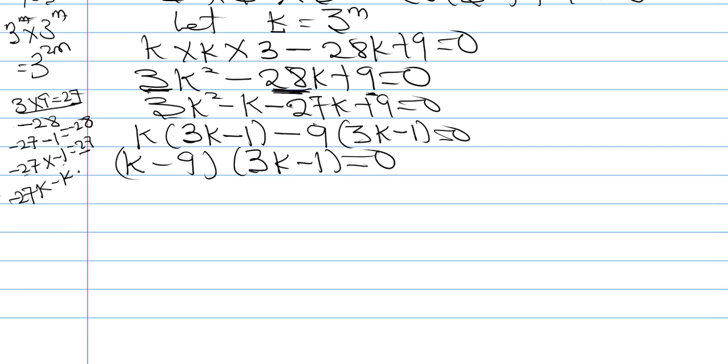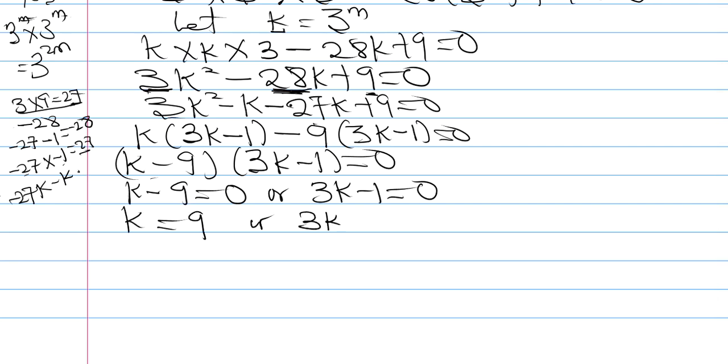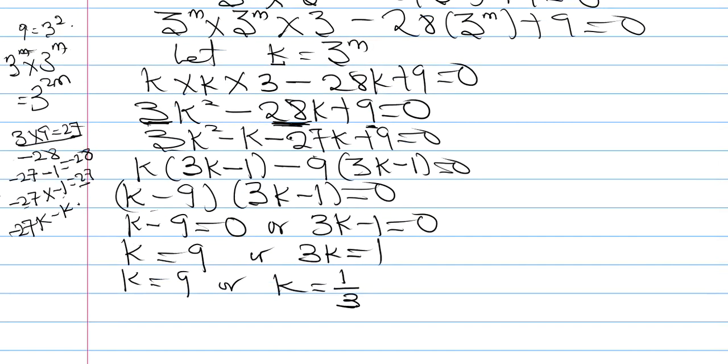That is here now. I can say k minus 9 equal to 0, or 3k minus 1 equal to 0. That is k equal to 9, or 3k equal to 1. We can have k equal to 9, or k is equivalent to 1 over 3, right? Now don't forget that we have our assumption here. We have the assumption here to be k, right?